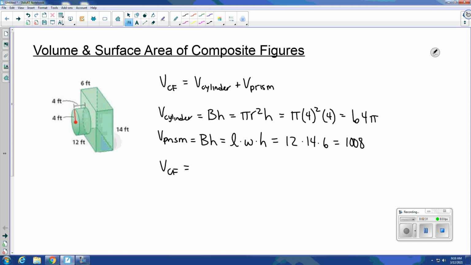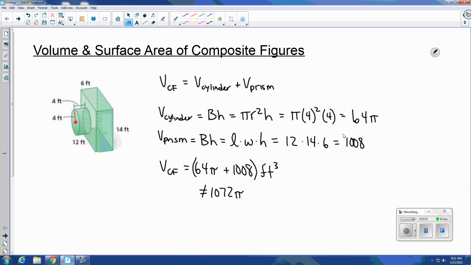we're going to say the volume of the composite figure is 64 pi plus 1008. If you're asked to leave your answer in terms of pi, this is the final answer. And we would say feet cubed because we're doing volume. Now, you are not allowed to combine these two. If it's in terms of pi, you cannot say this is equal to 1072 pi. We can't combine these.